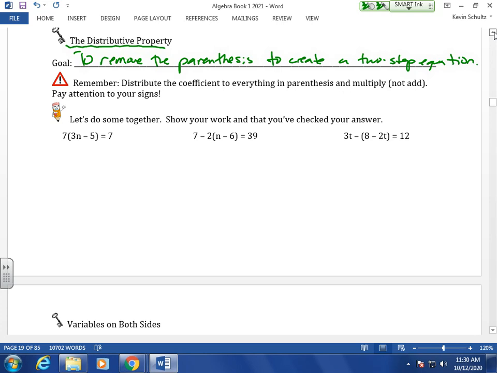Because what this is saying is that we've got 7 groups of 3n minus 5, right? What's in this parentheses here, we've got 7 of them. So if we've got 7 3n's, that's a total of 21 n's. 7 groups of 3n is a total of 21 n. 7 groups of negative 5, or 7 negative 5s, give us negative 35. Okay? So you're distributing into everything in the parentheses, multiplying, and then we're able to remove them.